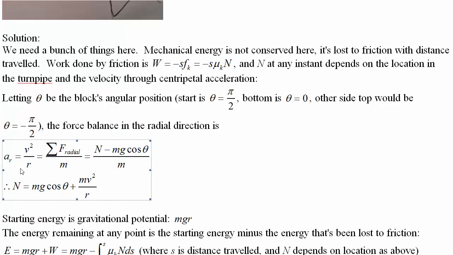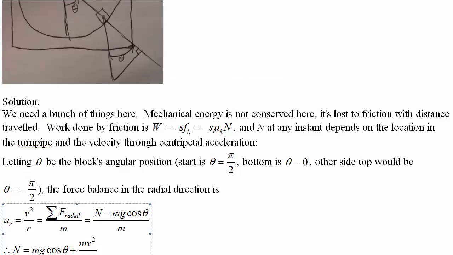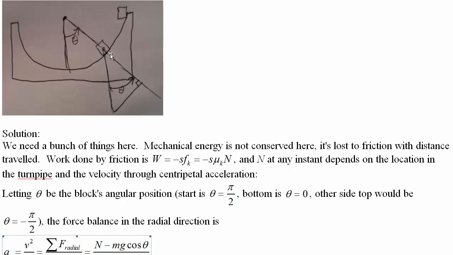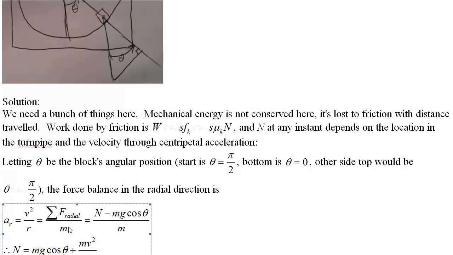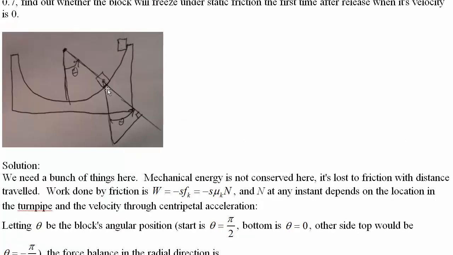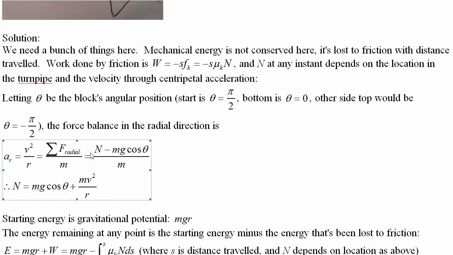The radial acceleration at any velocity is v squared over r, and this must be the sum of the force in the radial direction, force towards the center of the circle it's moving in, divided by its mass. The sum of the force towards the center is n minus mg cos theta, mg being down here, projected onto the perpendicular to the ramp direction with a cosine. So we can solve this for the normal force in terms of the velocity.